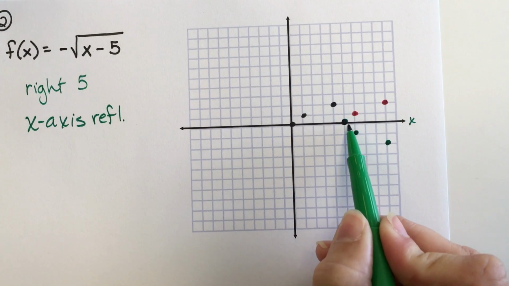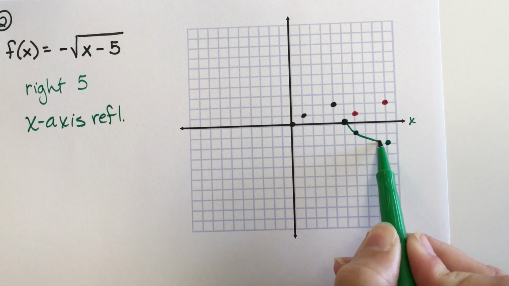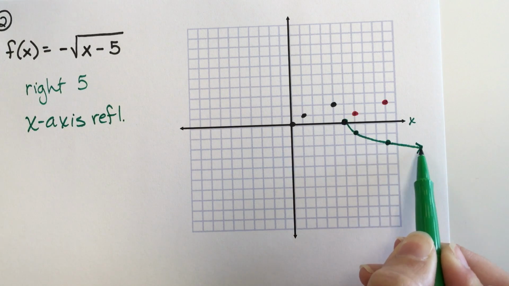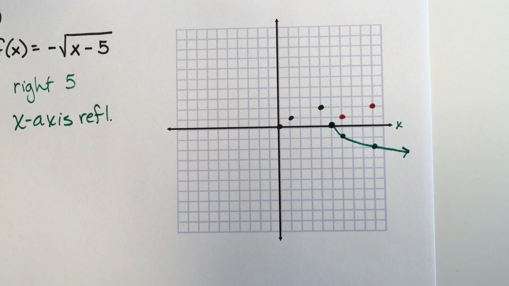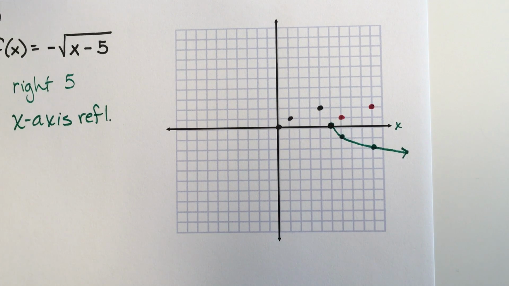Now remember, this is your end point, and then it'll keep going indefinitely this direction, okay? So that would be your graph for this one.